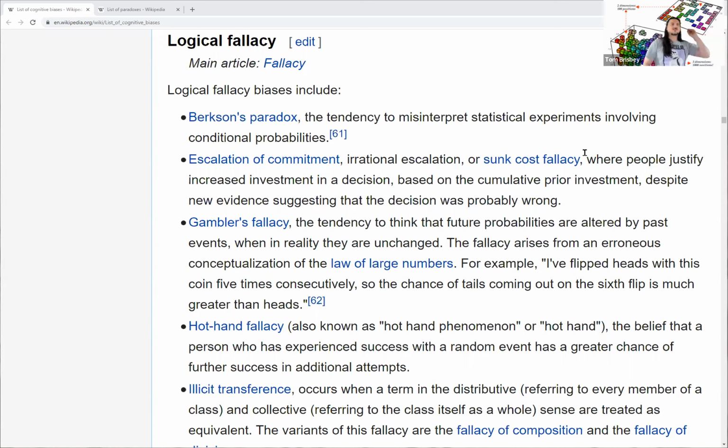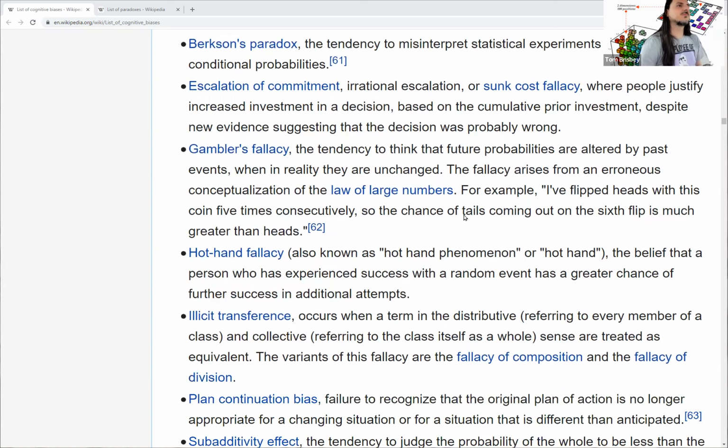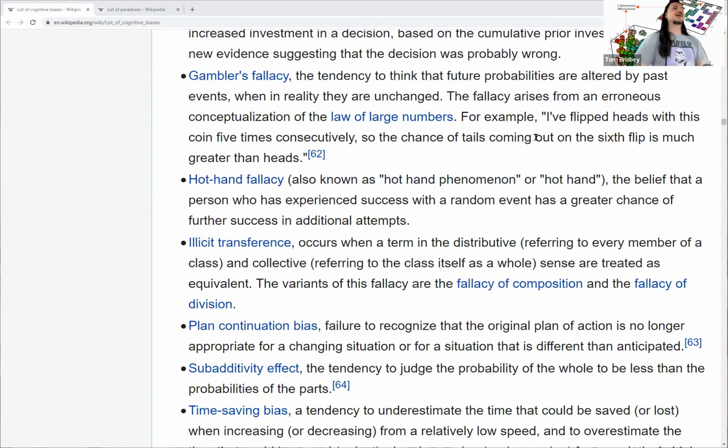The gambler's fallacy, we covered that one in my last one on fallacy, so we're going to skip that one. The hot hand fallacy, a belief that a person who has experienced success with a random event has a greater chance of success in additional attempts. Maybe. You don't know. The fallacy is when you make the assumption without looking into it. Maybe they do have a system.